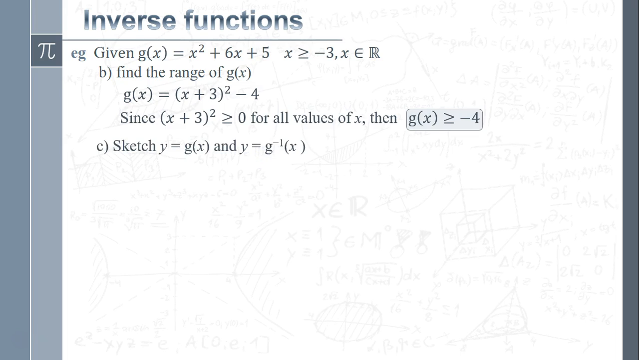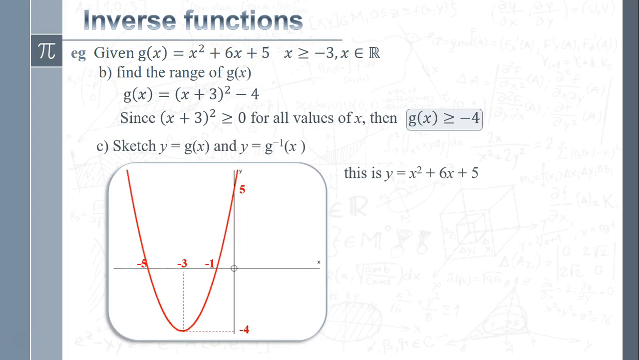On we go, part C. Let's do some sketching. So there's the curve sketched, and again I've put that minimum point in, so we can use the completed square version to do that, and we've got those 2 points in the axes as well.